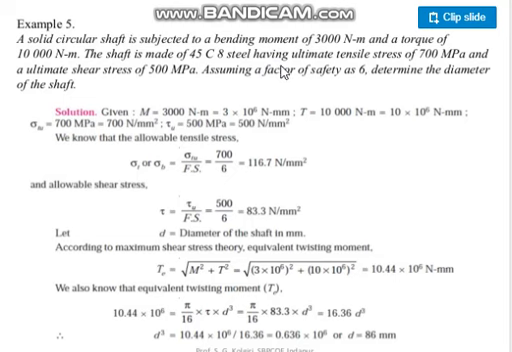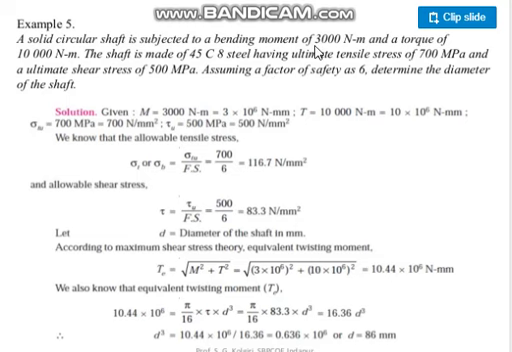This steel has an ultimate tensile strength of 700 MPa. See, this is not the permissible tensile stress, this is the ultimate tensile stress. So whenever ultimate tensile stress is there, it should be divided by the factor of safety to find the permissible tensile stress. This is 700 MPa, that means 700 Newton per millimeter square. And an ultimate shear stress of 500 MPa. This also should be divided by the factor of safety to get the permissible shear stress. Assume a factor of safety of 6. So 6 will be the factor of safety with which these two will be divided to find out the permissible stresses. Determine the diameter of the shaft.